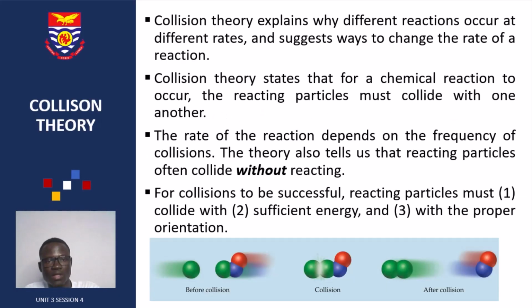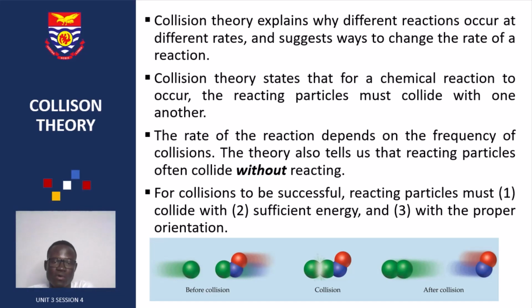Now when we talk about the collision theory, it explains why different reactions occur at different rates and suggests ways to change the rate of a reaction. The collision theory states that for a chemical reaction to occur, the reacting particles must collide with one another. The rate of the reaction depends on the frequency of the collisions, and the theory also tells us that reactant particles often collide without reacting sometimes.